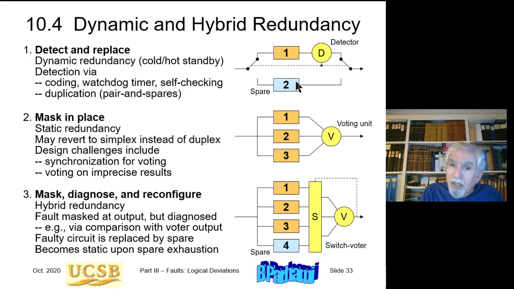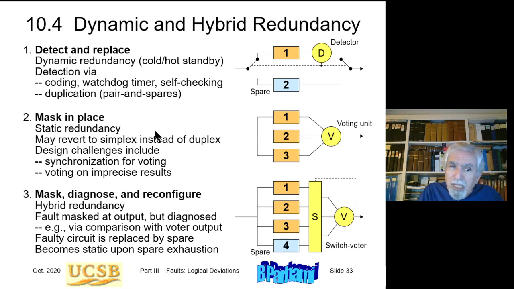Intermediate between cold and hot spare, we have something called warm spare. A warm spare may be powered up, but it's not completely up to full speed. It's powered up, but maybe it needs some initialization in order to be able to replace this unit. So we have cold spares. Cold spares save energy because they're not powered up, but they imply long delays when we need to bring them into service. Hot spares are running in parallel with the functional unit, and therefore they're ready to take over on very short notice. And warm spares are intermediate between these two.